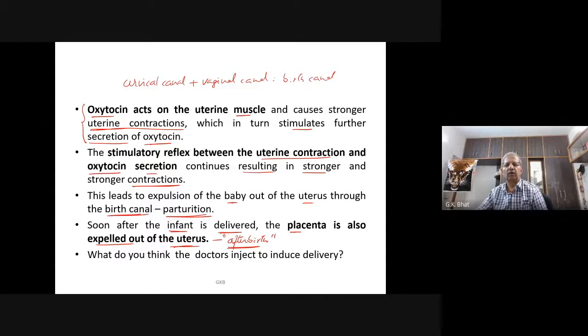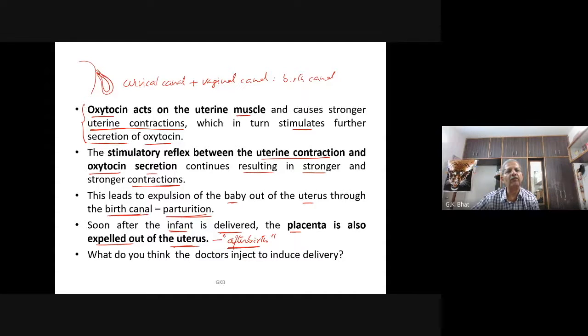Afterbirth. You might have seen whenever the cattle gives birth to a calf, from the rear end of the cattle, you see a small sac-like structure come out.